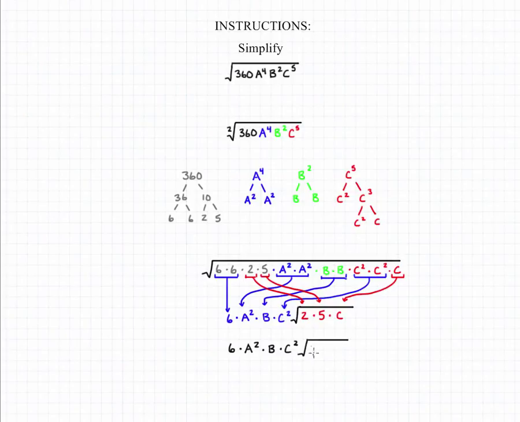And now, if we complete all the multiplication and simplify this, we'll have our final answer, which is 6a squared b c squared times the square root of 10c.